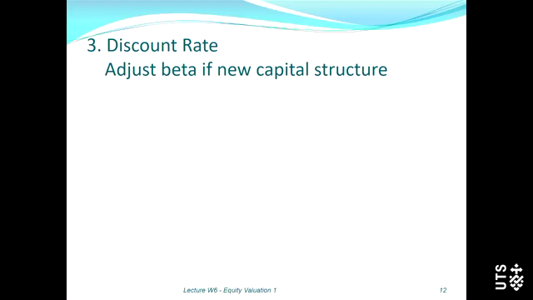Let's look at an example of how we would adjust this. So if we have a company that has a new capital structure, what we will have to do is what we usually call unlevering and relevering, right? So we remove the financial leverage component of risk in beta of the old financial structure, and then we add back the risk component from the new financial leverage.